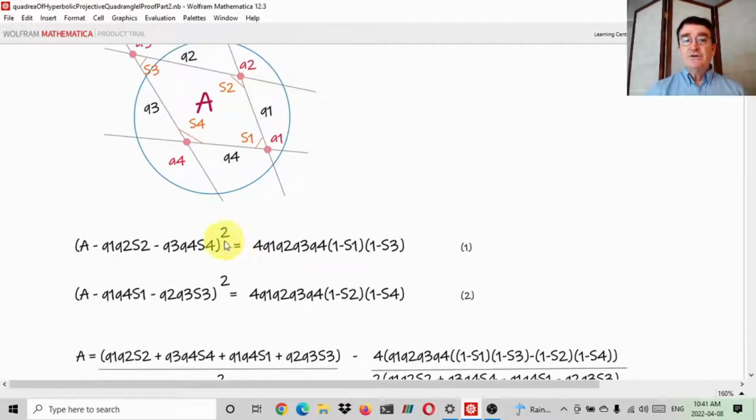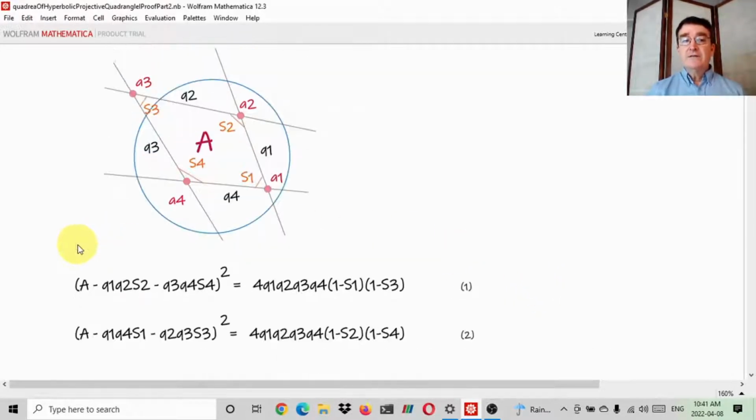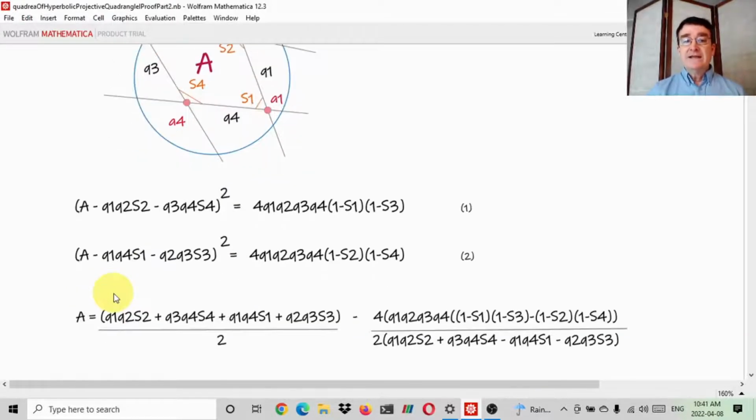Last time we showed that the quadrea of the projective quadrangle is given by these two quadratic equations in A. We proved that these two quadratic equations are compatible and that they have a common solution given by this expression right here. In this video, we'll be continuing on with the proof.